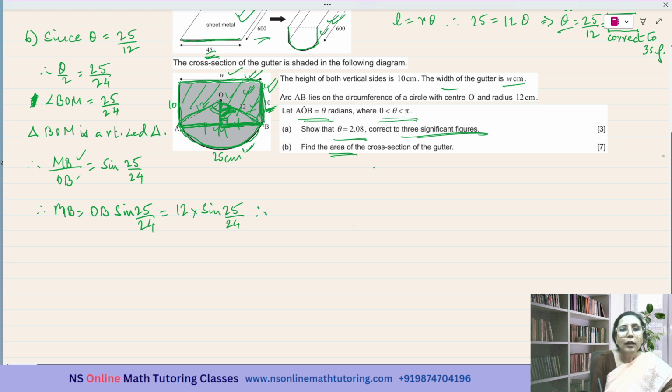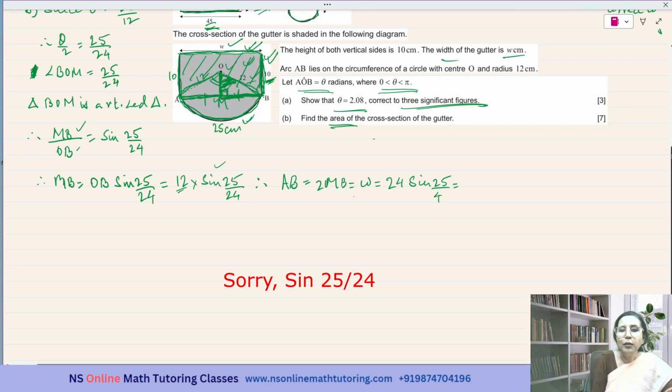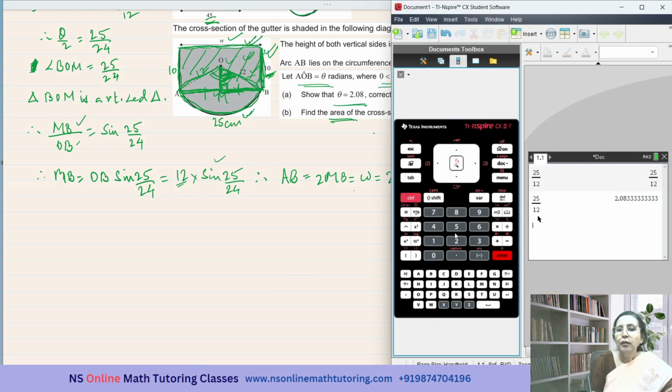Therefore, AB is equal to 2MB, equal to W, is equal to, I'm multiplying this with 2. So it is 2 times 12 is 24, and sine 25 over 24. Now let us get the value of W. First of all, I can take 24 also first. I can write 24 and then sine 25 over 24. Okay.